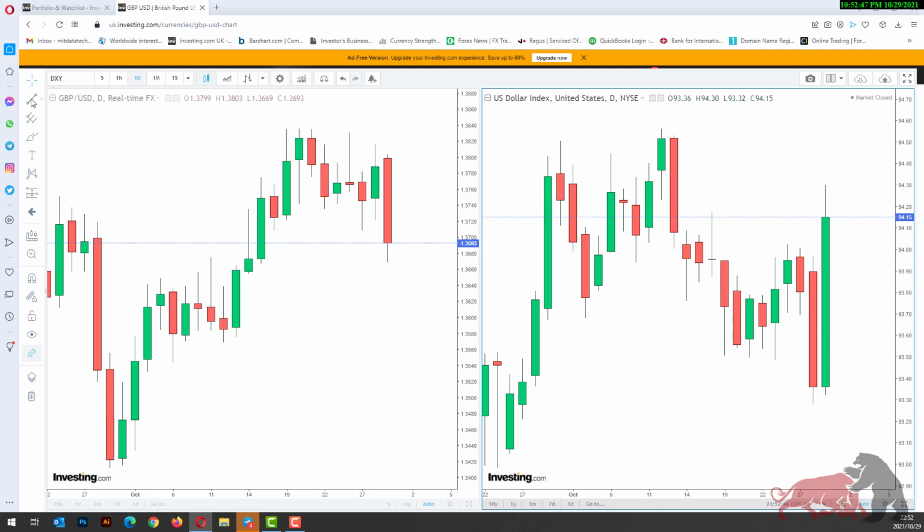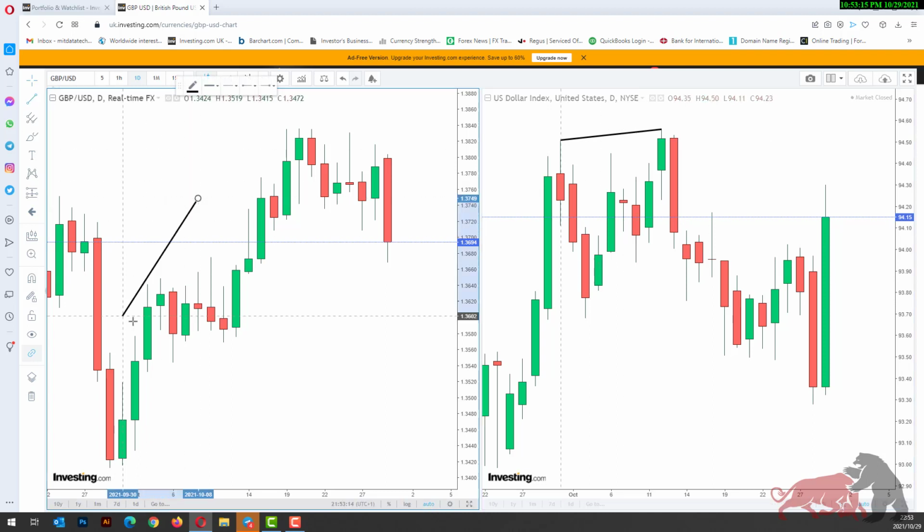So you can see here, I'm just gonna grab my drawing tool. You can see we've got dollar making a high on the 30th of September, and then a higher high on the 12th of October. That's dollar index. You can clearly see high, higher high. And then when we look at the same period on pound USD, from September 30th, which is this low, up until 12 October.